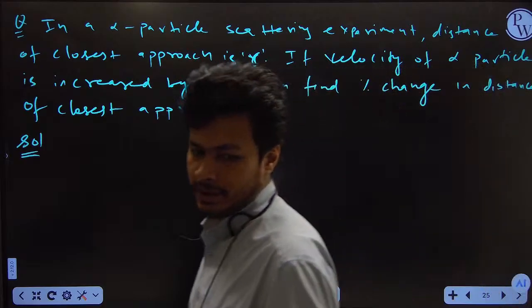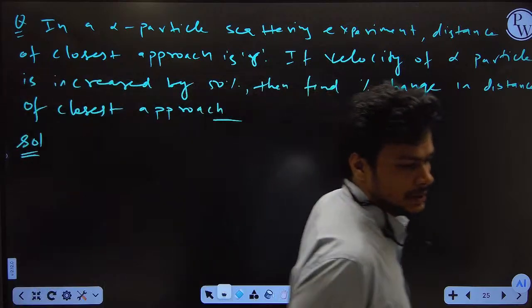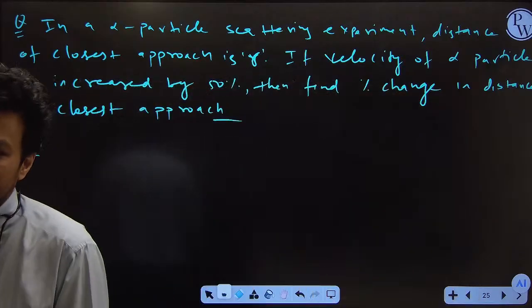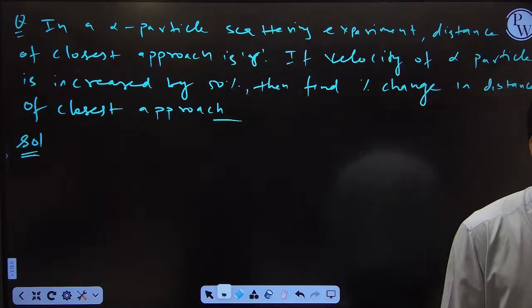Is that the correct question? Velocity is double. Velocity is double, right? Sorry, kinetic energy is double. That's not the answer. Tell me, done? Did you guys solve this? Hmm? Okay.